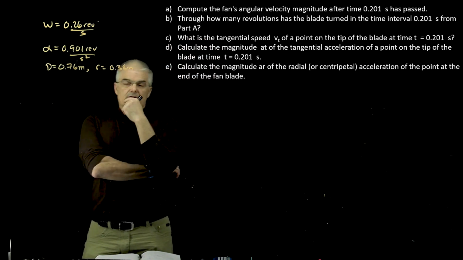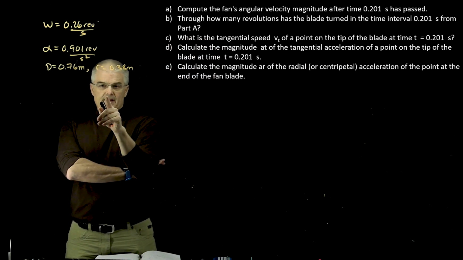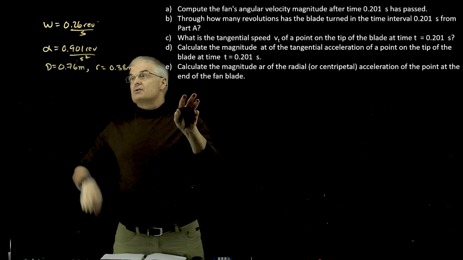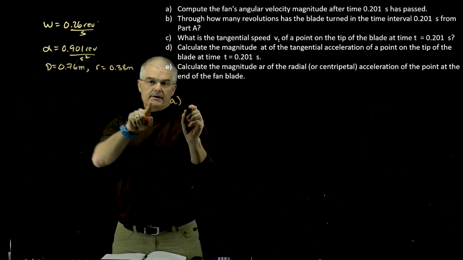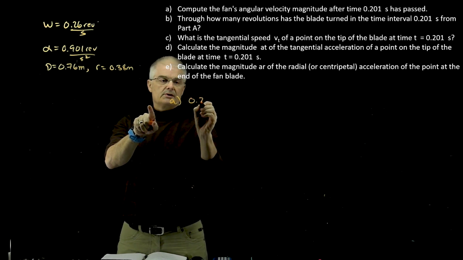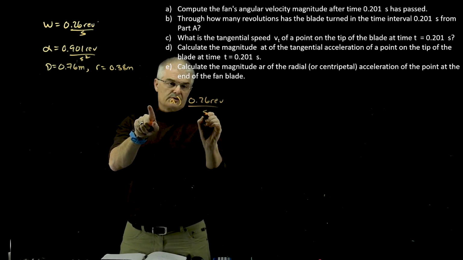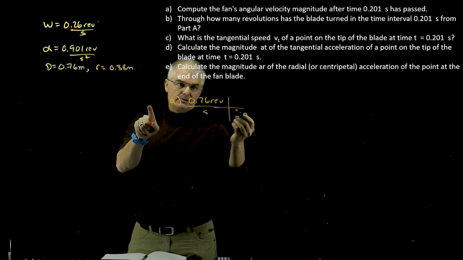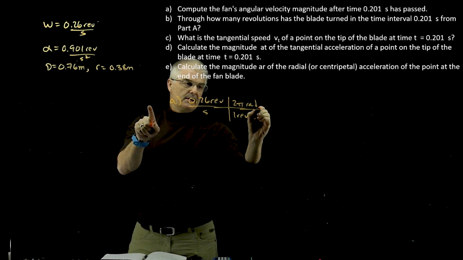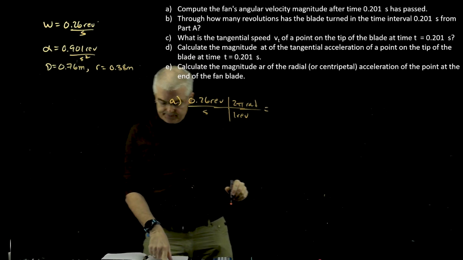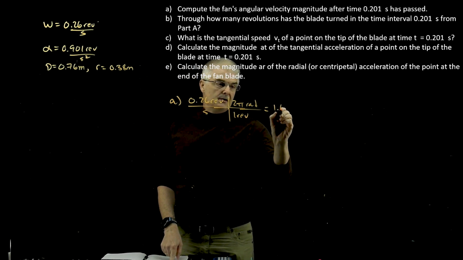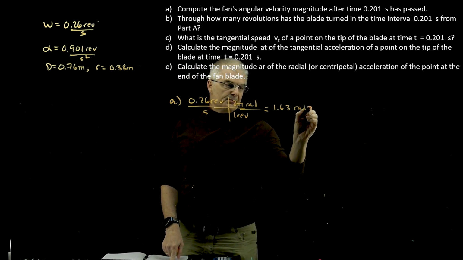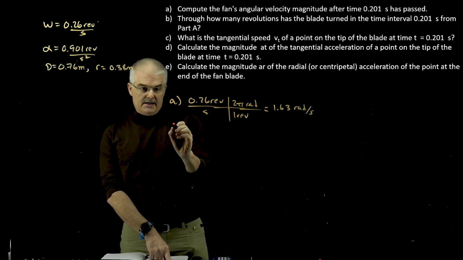Now we've got just the questions. First of all, compute the fan's angular velocity. We know the revolutions per second, so I'll say A right here. It's going 0.26 revolutions per second. And this is where it's super good to know that one revolution is 2 pi radians, right? And I get 1.63 rads per second. All right, so that's the answer to A.